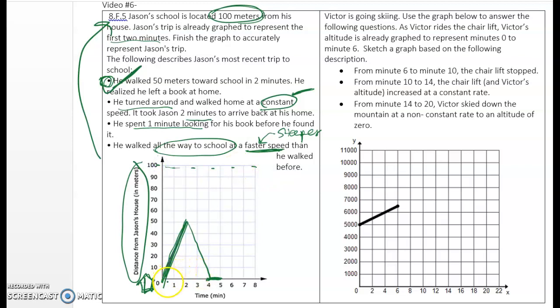So if it's faster, I know I have to go faster than 50 meters in 2 minutes. So instead, I'm going to do a steeper line that maybe even has me going the full 100 meters in 2 minutes. It didn't specify if it needed to be constant or non-constant, so a little wiggle there is okay.